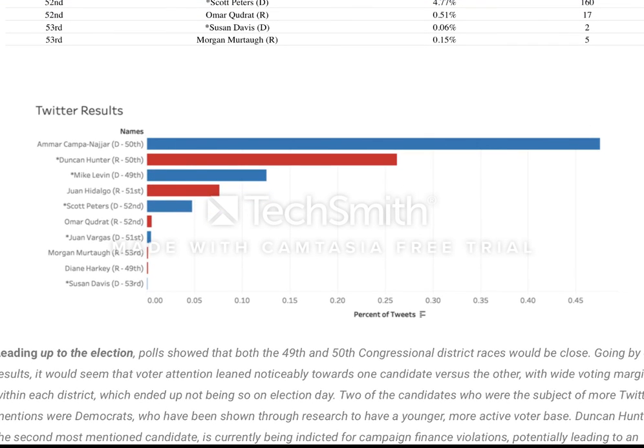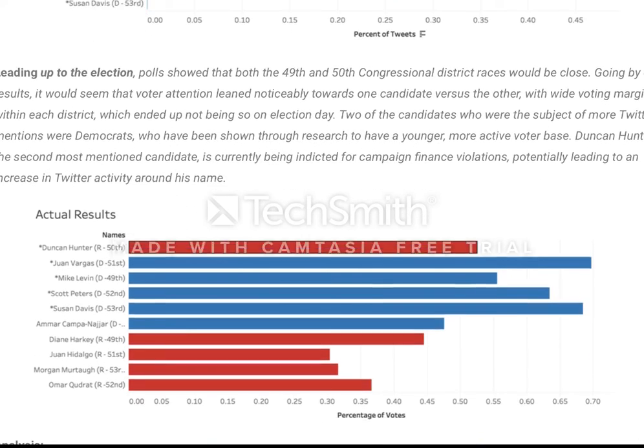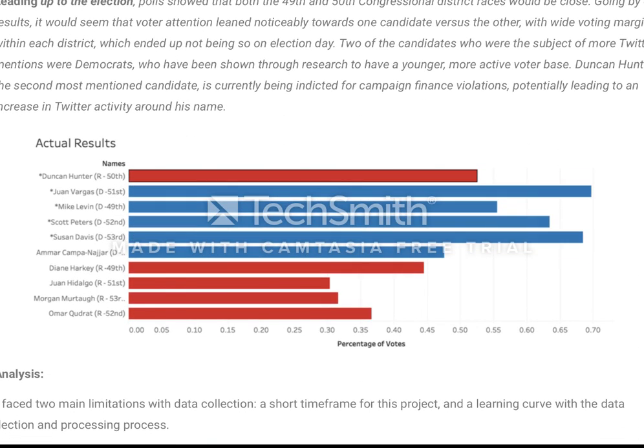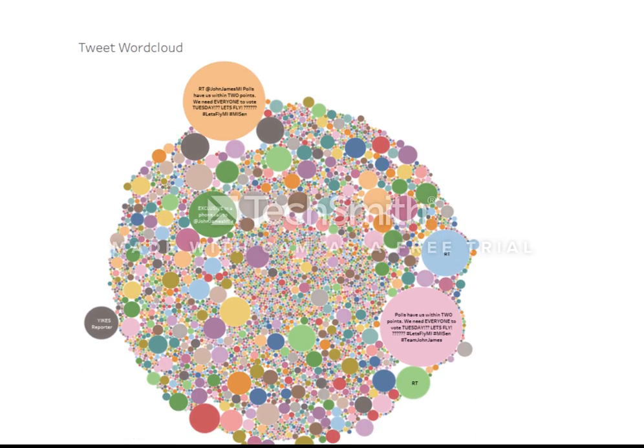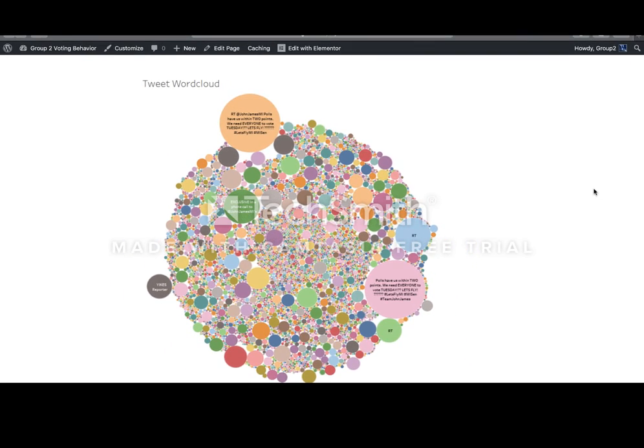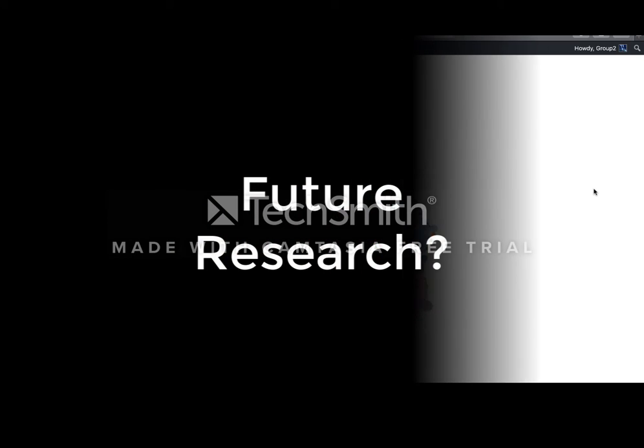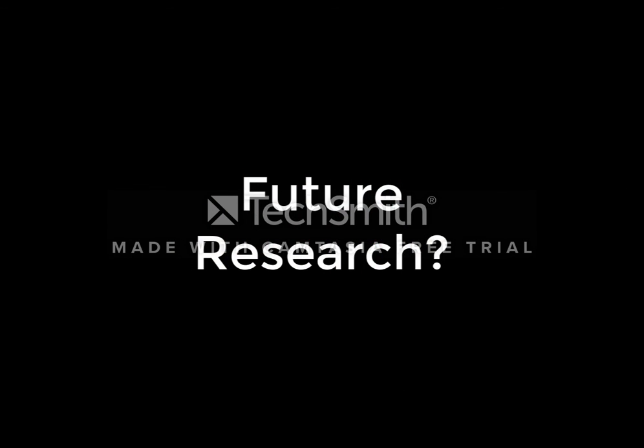Once our tweets were collected, we calculated the ratio of tweets each candidate received and compared each candidate's score with their opponents in each district. Going by our results, it would seem that voter attention leaned noticeably towards one candidate versus the other, with wide voting margins within each district, which ended up not being the case on election day. We will continue to work with our data to produce more results and update the website as we go.